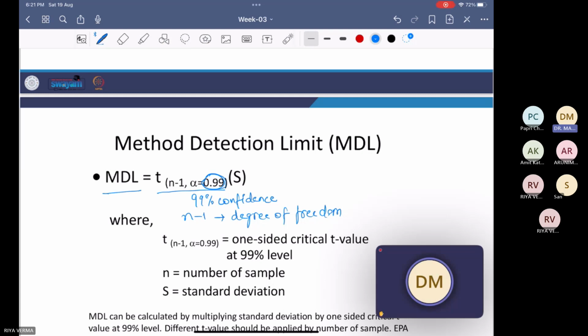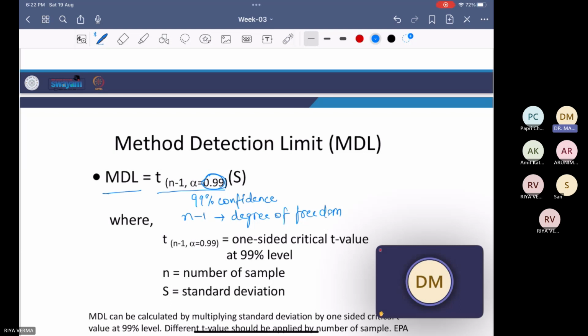Ma'am, in spikes, you said that we have to add the known concentration of pollutant in the second sample, right? So if I am testing it for arsenic or lead, I need to add lead or arsenic in the second sample. Yes. I didn't get that point.